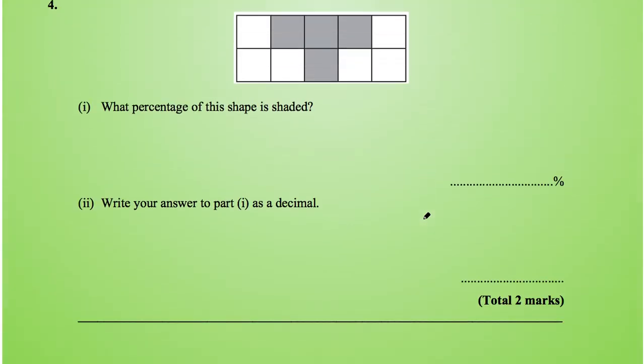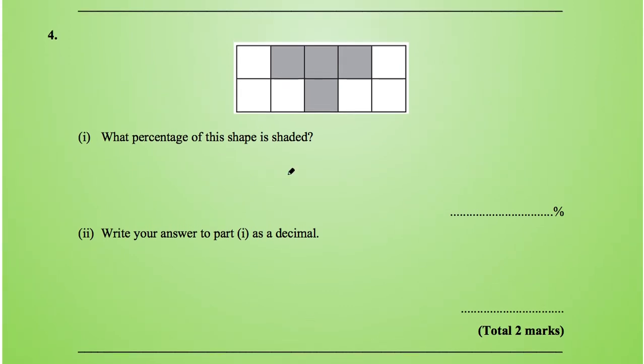Question 4. What percentage of this shape is shaded? Well, let's work it out as a fraction first of all. 2 lines of 5, that is 10 squares in total, and 1, 2, 3, 4 of them are shaded. 4 out of 10 squares is 40 out of 100, 40%. Write your answer to part 1 as a decimal. 4 out of 10 is the same as 0.4, 4 in the tenths column.